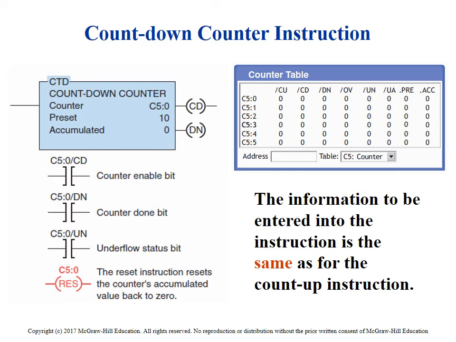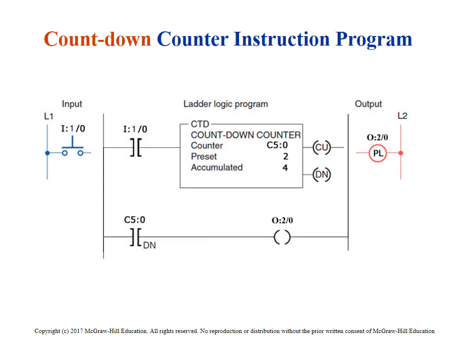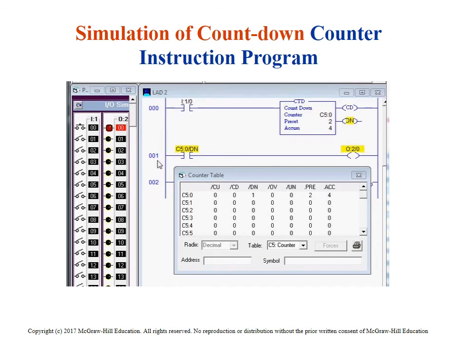Okay, the countdown works exactly the same as the count up. It has the same preset and accumulated words, and both of those are going to be 16-bit words. Then it has individual bits representing the counter up, counter down, done, overflow, underflow, and UA. Countdown instruction: here we're looking at an input to count down and the done bit when it reaches that value.